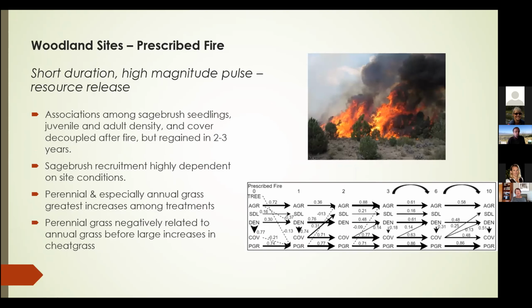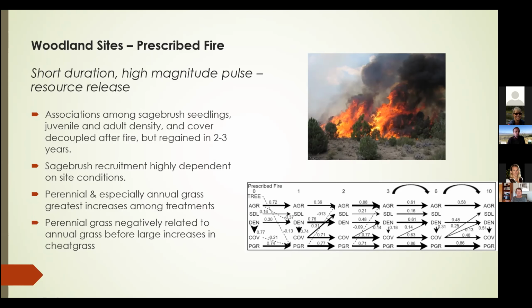Now, if we look at prescribed fire, our short duration, high magnitude pulse disturbance, we saw that the associations among our sagebrush seedlings, juvenile and adult density and cover were decoupled immediately after fire, as you might expect. Total disruption of those population processes. However, in these relatively cool and moist woodland sites, they were regained within about 2 to 3 years after that disturbance. Sagebrush recruitment was highly dependent on site conditions, and Lisa talked a little bit about how variable these sites are, and we know that they range from Wyoming big sage sites to some fairly high elevation mountain big sage sites.